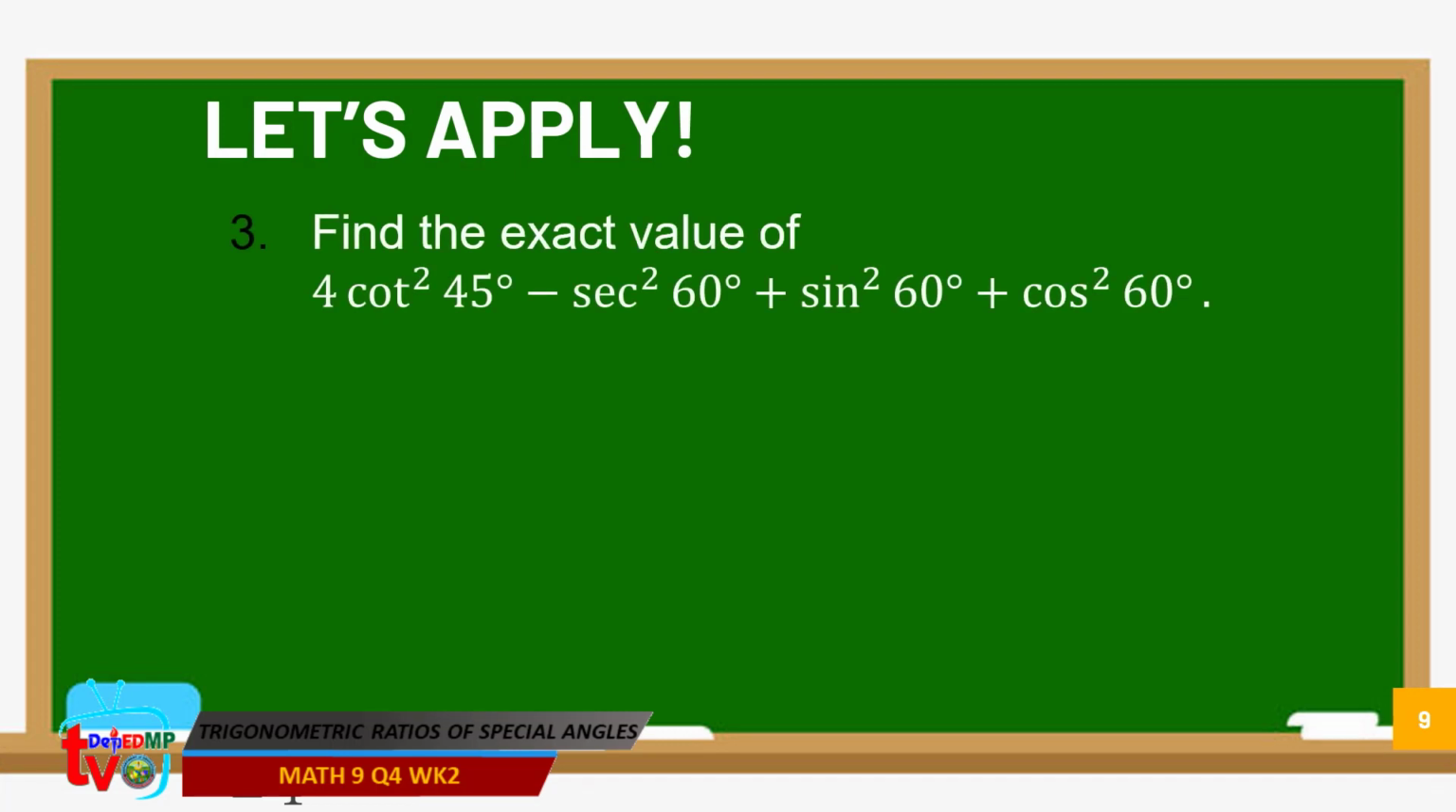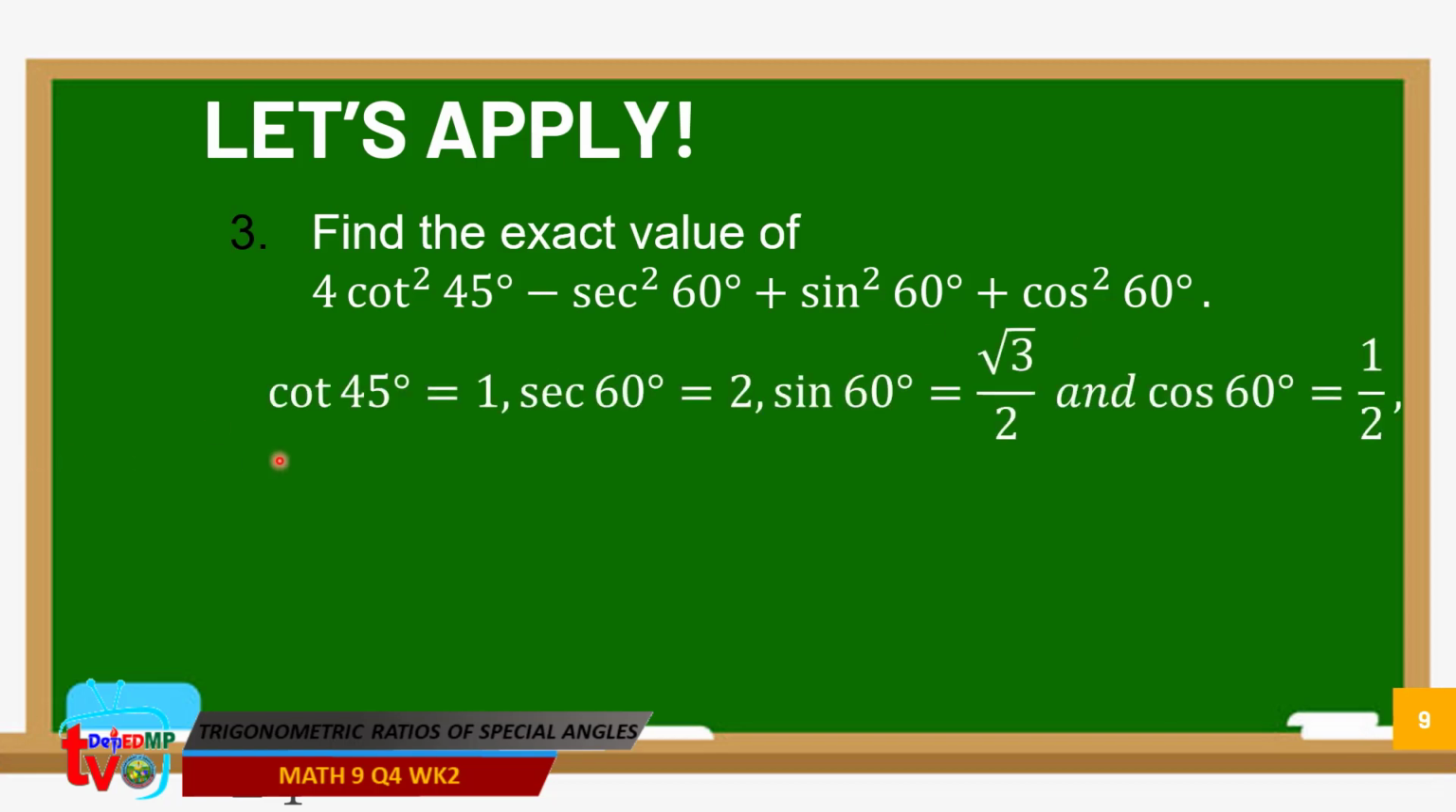Third application. Find the exact value of 4 times cotangent 45 degrees squared minus secant 60 degrees squared plus sine 60 degrees squared plus cosine 60 degrees squared. So we know that cotangent 45 is 1, secant 60 degrees is 2, sine 60 degrees is square root of 3 over 2, and cosine 60 degrees is 1/2.